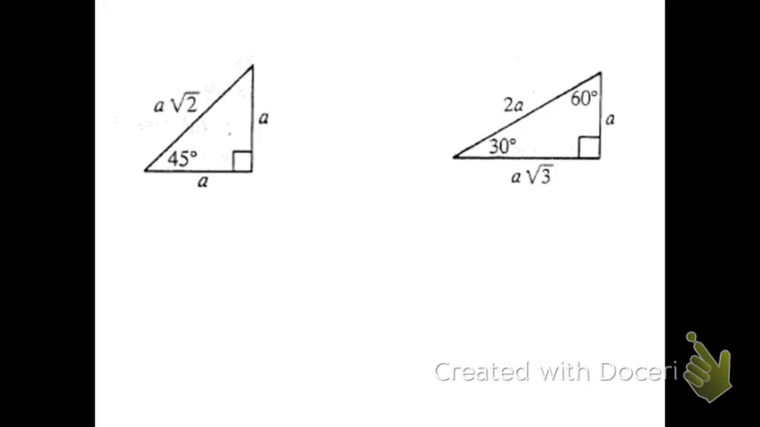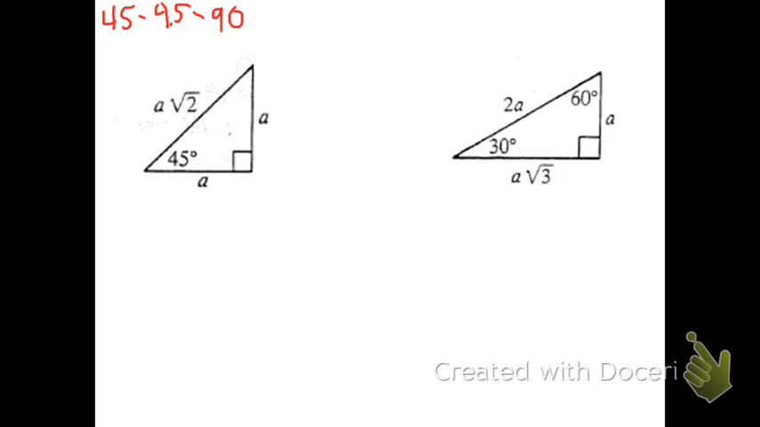So, on the left, we have a 45, 45, 90 triangle, also known as an isosceles right triangle. So I'm going to use those names interchangeably. And obviously the reason why it's called a 45, 45, 90 triangle is because it has two angles which are 45, and then the third angle is 90 degrees.